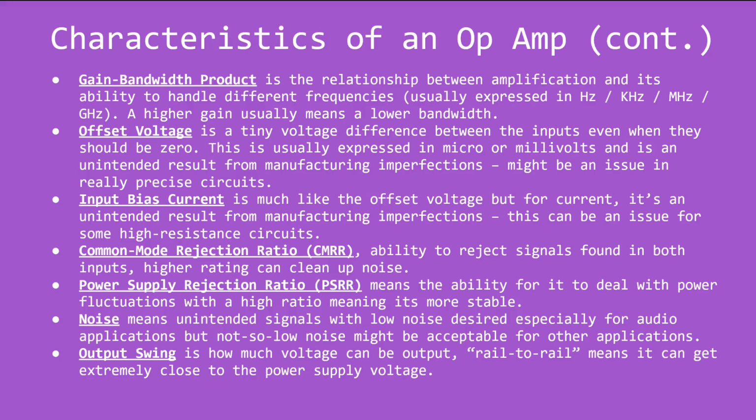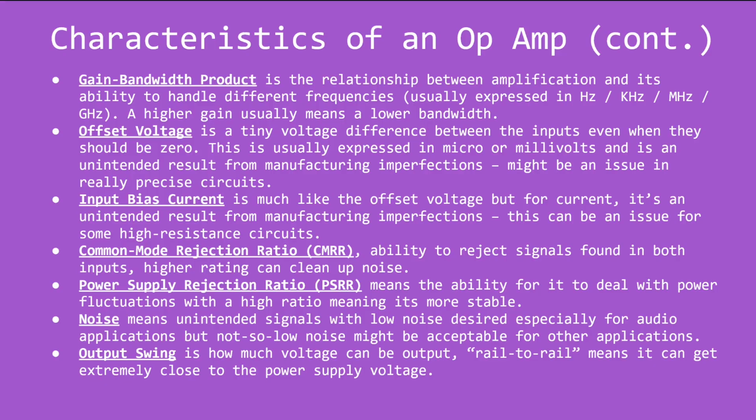Common mode rejection ratio, ability to reject signals found in both inputs. Higher rating means it can clean up noise better. Power supply rejection ratio, ability for it to deal with fluctuations within the power supply. Higher ratio means more stability. And as I've mentioned in a couple of things, noise is just unintended signals, with usually low noise being desirable for audio applications, but not so low noise might be acceptable for other things.